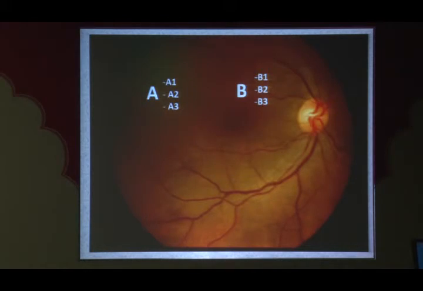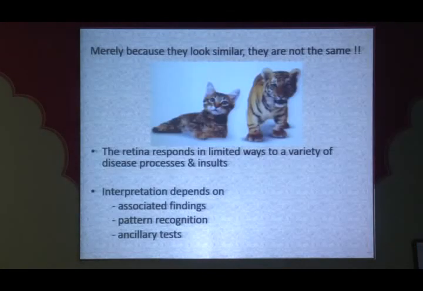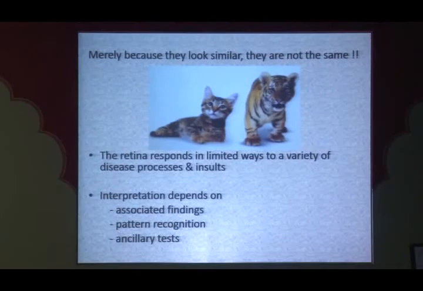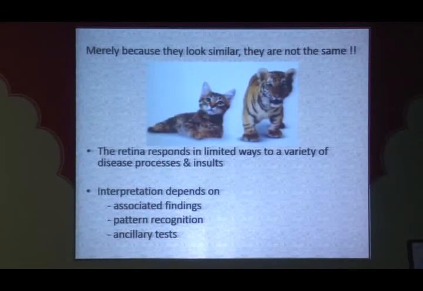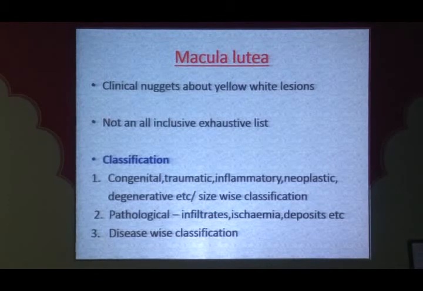So, for example, it can manifest as A or B, but the A itself may have A1, A2, A3, slight variations, subtle variations in the manifestations, and we are trying to look at these subtle variations in manifestations to arrive at a diagnosis. Now, merely because they look similar, they need not be the same. And the retina responds in a limited number of ways to a variety of disease processes and insults, and the interpretation depends on associated findings, pattern recognition, and ancillary tests. I will go really at breakneck speed because I have about 70 slides to cover.